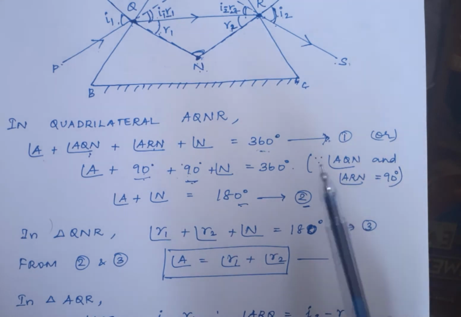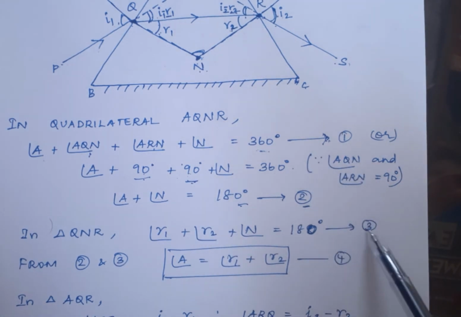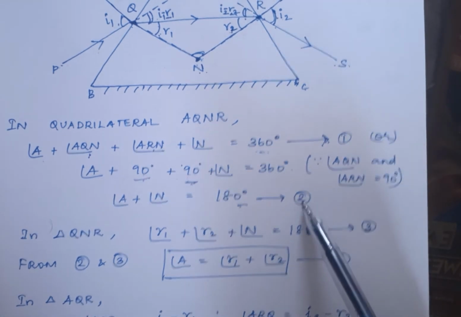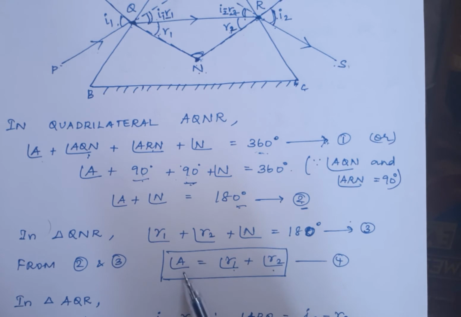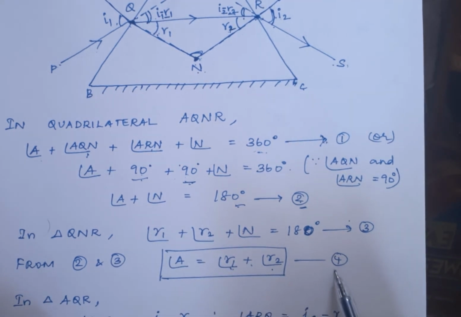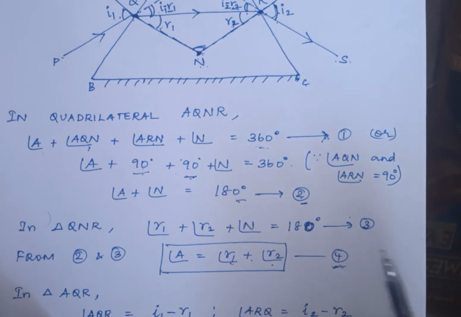Now from these two, equation number 3 and equation number 2, comparing these two, you can write angle A equal to R1 plus R2. So A becomes equivalent to R1 plus R2. Give a number to the equation. Let it be equation number 4.